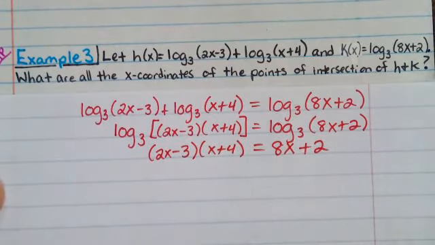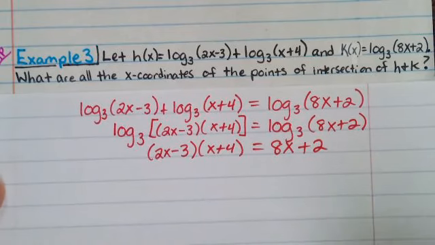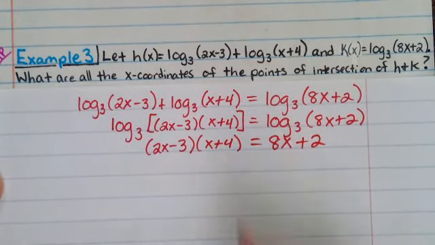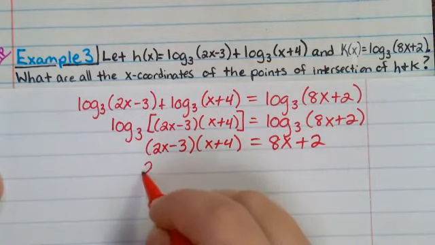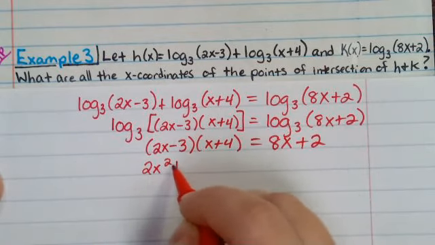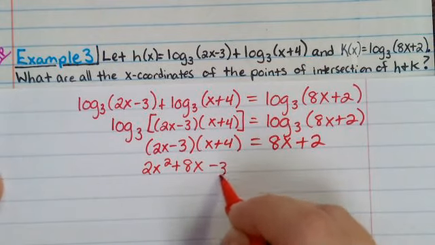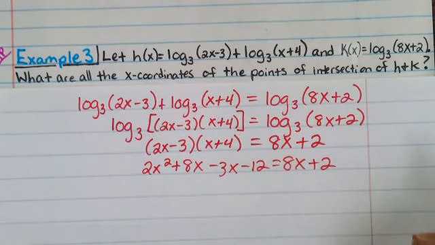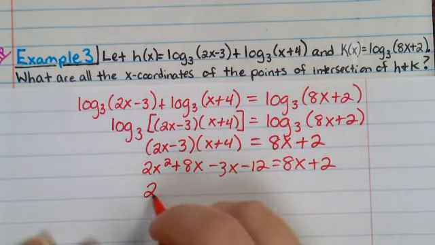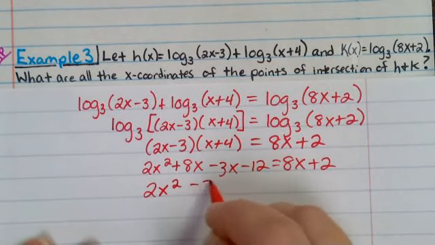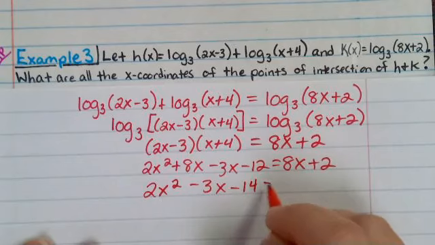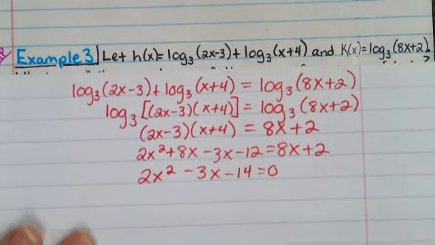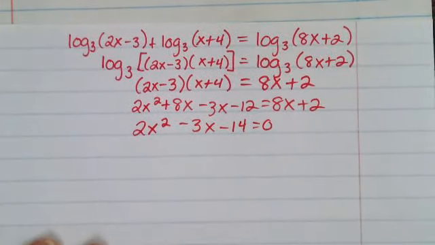So the logarithms are gone, and now it is just a quadratic problem, right? We're going to FOIL this out. We get 2x squared plus 8x minus 3x minus 12. All right. Move everything to one side and combine your like terms. We got 2x squared minus 3x minus 14. And now it's time to factor once more. We love a good factoring problem.